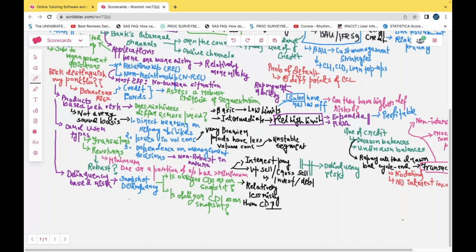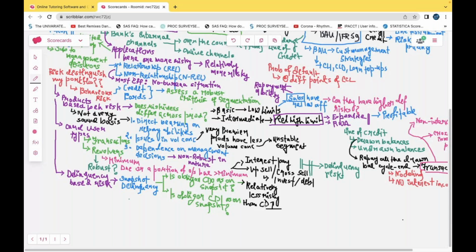The advantage of this segmentation is that it is a purely behavioral factor. Whether a borrower is missing a payment or not, that delinquency pattern itself is a very good behavioral indicator, and it is independent and very robust because it does not depend on management decisions, right?